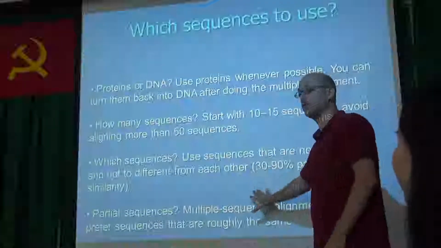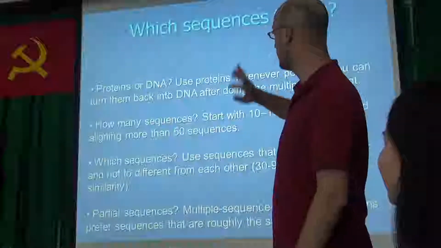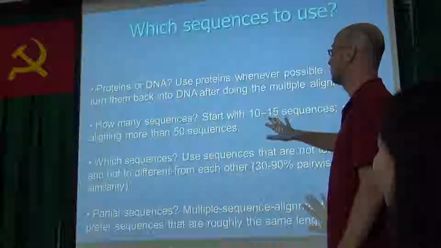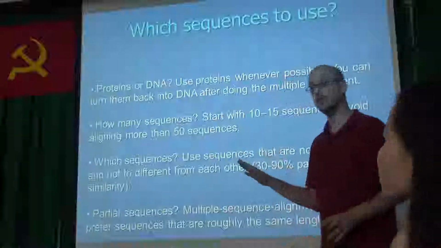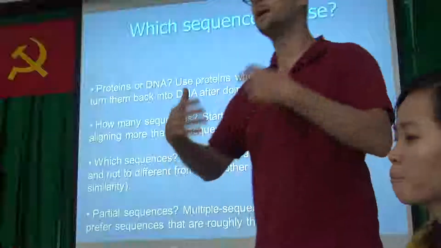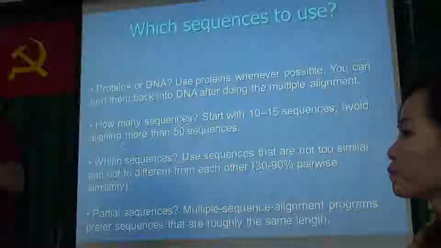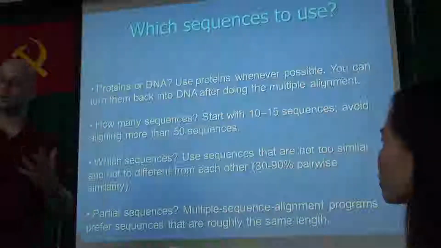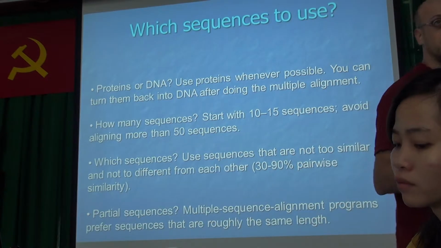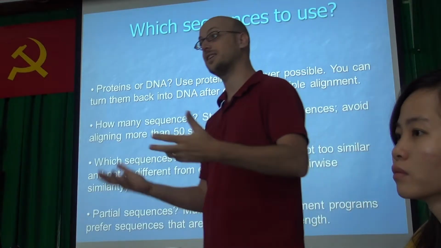Now, a few words on which sequences to use. Protein or DNA, we've covered that. I'm not going to talk about that anymore. How many sequences? So we start with 10 to 15 sequences. We don't want too many sequences. We don't want too few sequences. So about 10 to 15 is okay. If we need more later, we can use 20, 30, 40, but usually not more than 50 because then the tree is too big and too complicated and we can't understand anything.